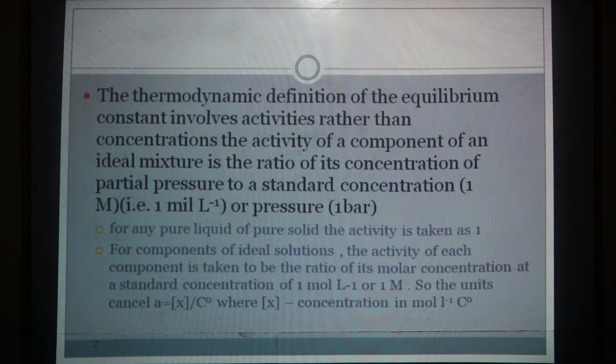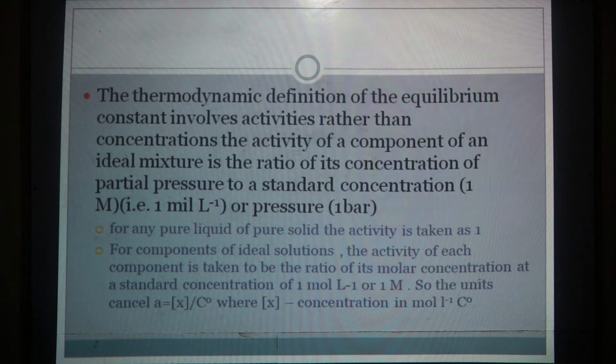Now, the thermodynamic definition of the equilibrium constant involves activities rather than the concentrations of components. The activity of a component of an ideal mixture is the ratio of the concentration or partial pressure to a standard pressure. For any pure liquid or pure solid, the activity is taken as 1.